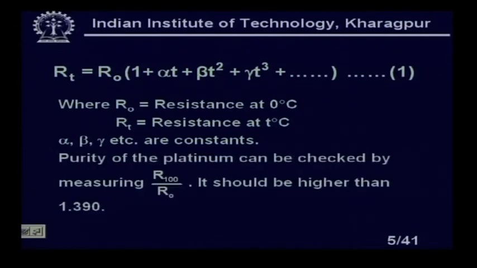Now, the purity of the platinum can be checked by measuring R100 by R0, because whatever material you are using for making your resistance thermometer should be pure. Unfortunately, if it is not pure, then it will deviate from the conventional resistance temperature graph.